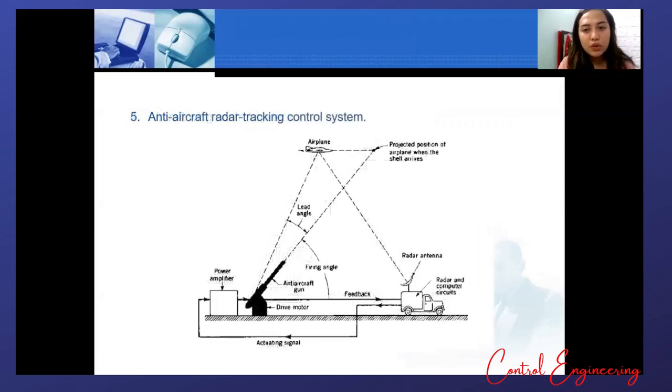So, meron din tayong another sample, the anti-aircraft radar tracking control system. So, ganyan din yung ating process. At dito, papasok yung input, yung desired, no? Desired input natin. Then, lalabas na naman siya dito, so as output, no? So, hindi ko na ie-explain to.